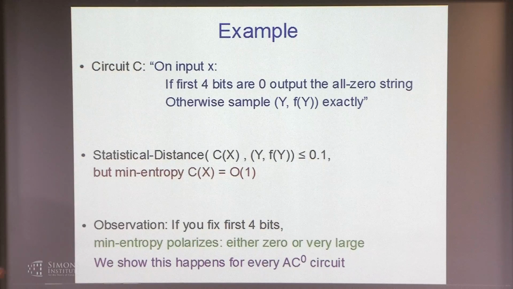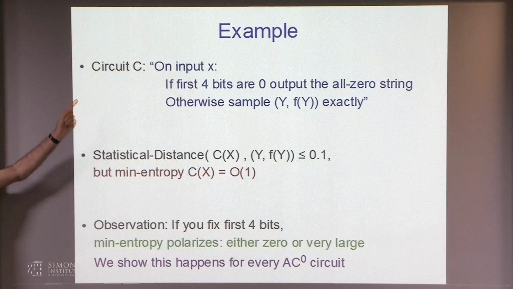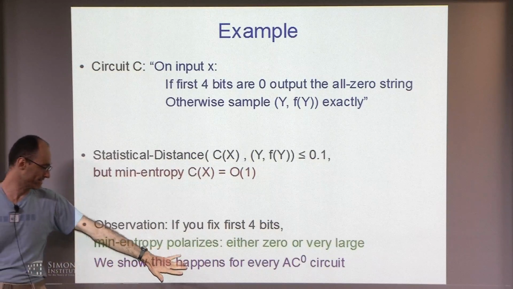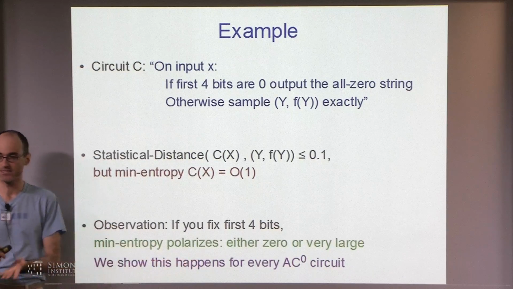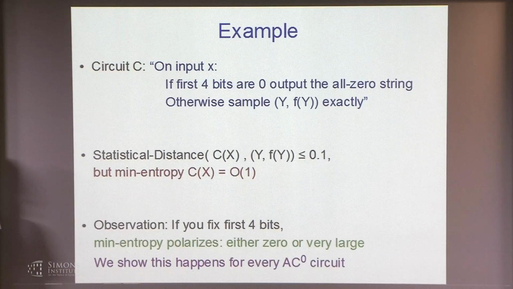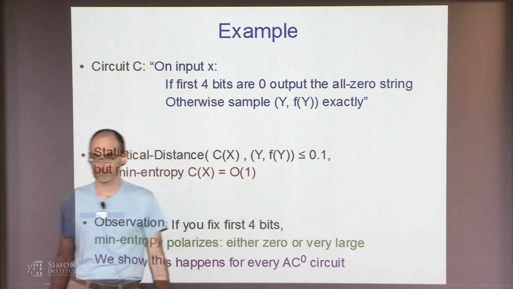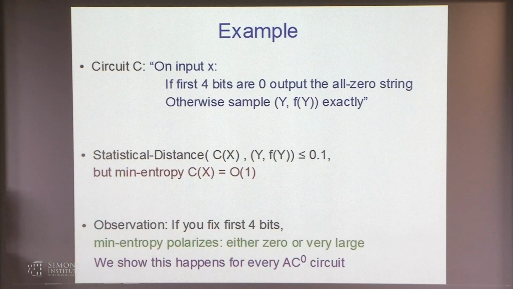The observation here is that, in this example, if you fix those 4 bits, then the min-entropy polarizes. It either becomes 0 or it becomes very large. So in this case, it's either 0 or becomes n. And it's possible to show that actually this happens for every AC0 circuit. This is actually the general phenomenon.